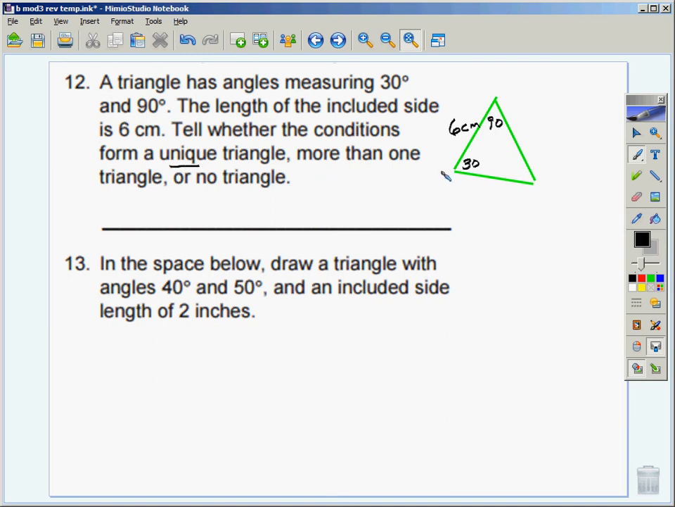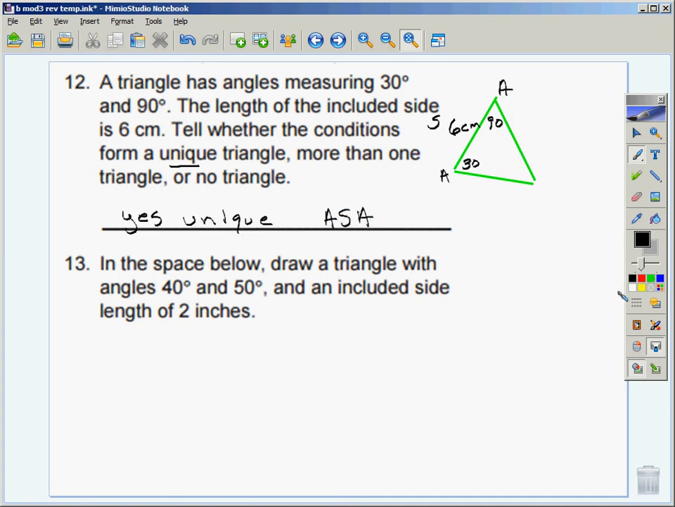And again, remember, this fits that category of having angle, side, angle. So the answer is yes, this is unique. And if I was looking for a reason, it would be angle, side, angle.